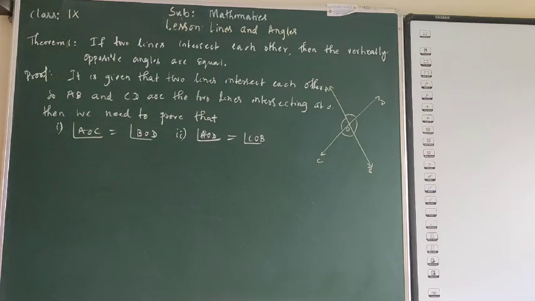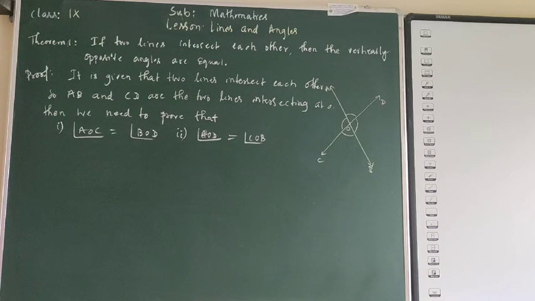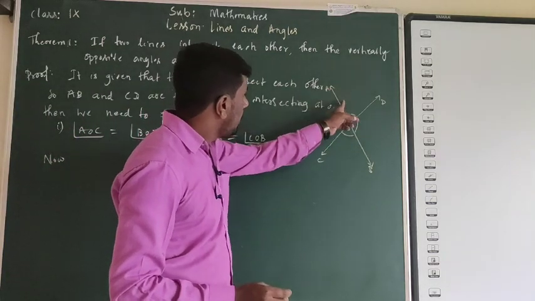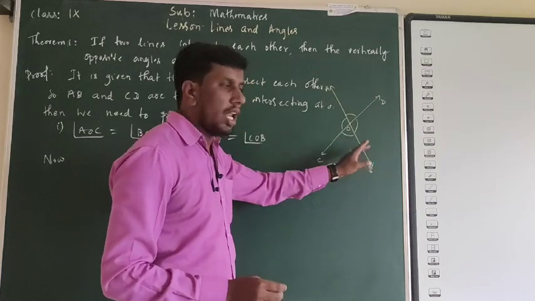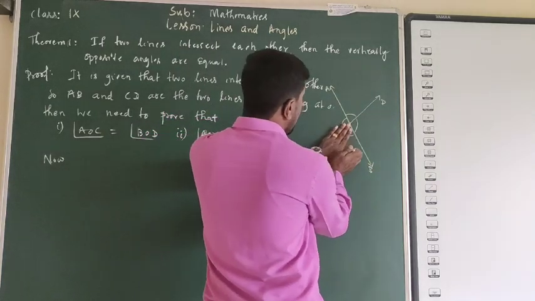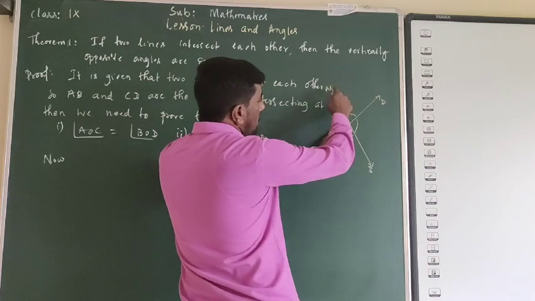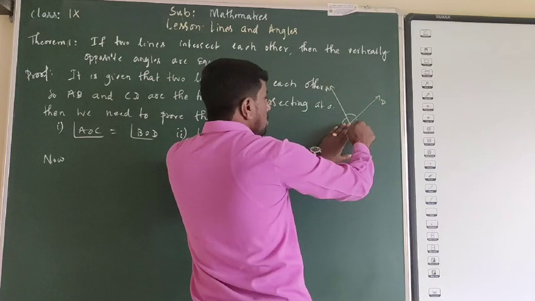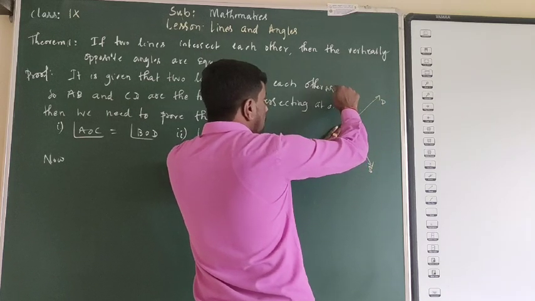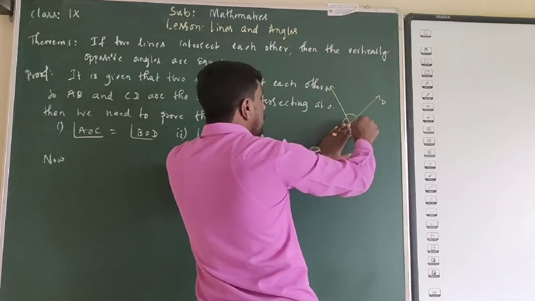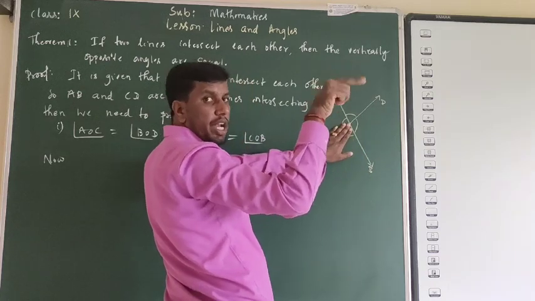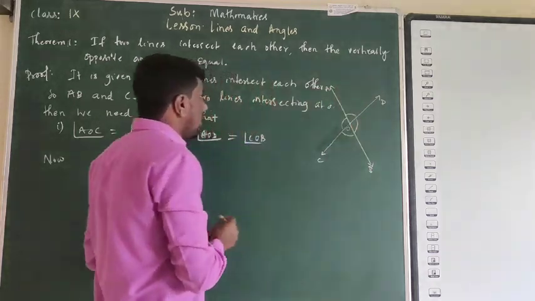Now, let us take AB is a line. Forget about this line now. AB is a line. OD is a ray which stands on the line AB. So what is the sum of the angles AOD plus BOD? According to the linear pair axiom, the sum of these angles must be 180 degrees, right? Linear pair of angles, right? So we use that and we write this.